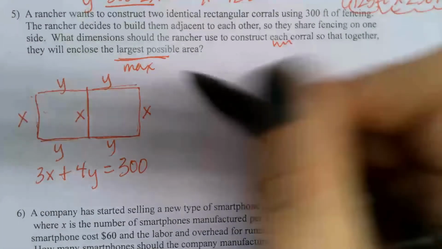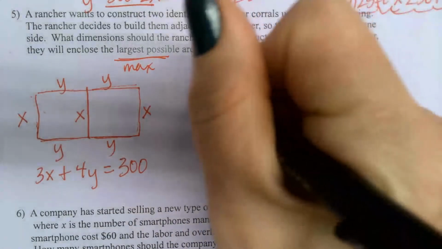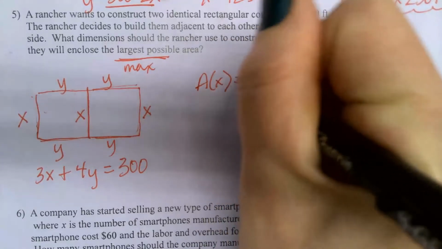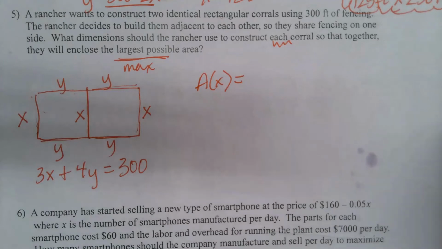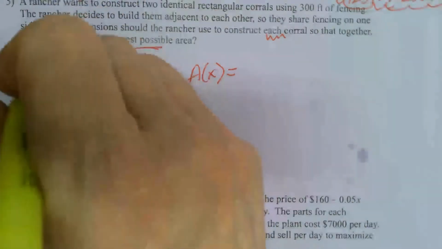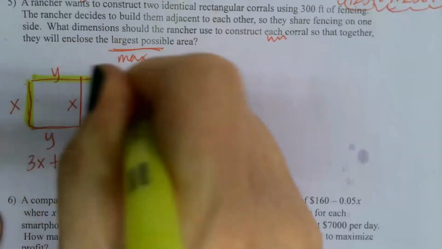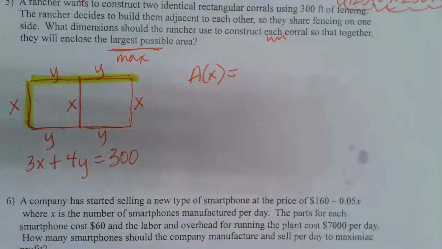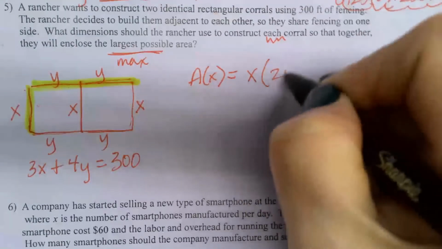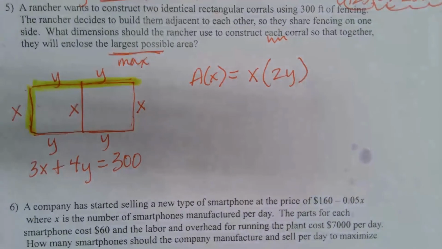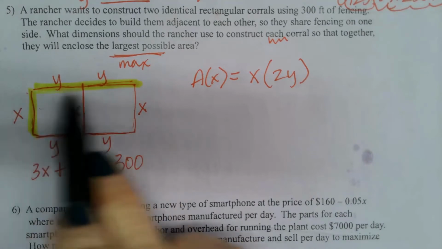Because I want to maximize, the area function is the one that I'm going to be working with. Now I have to be a little bit careful because area, remember, is length times width. And so my length is this X, but my width is actually 2 Y's, that total width. So my area is X by 2Y.